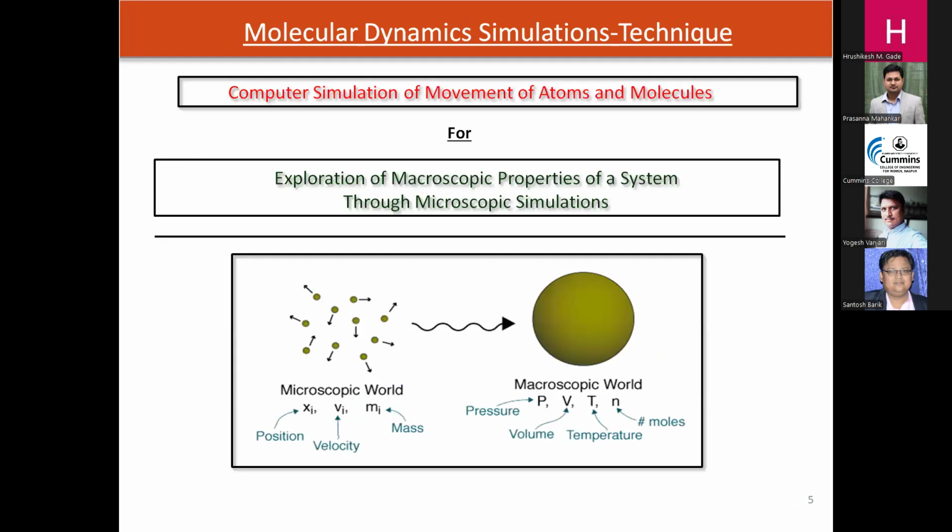So a simple definition of molecular dynamics simulation: computer simulation of movement of atoms and molecules. That's a very basic definition of molecular dynamics simulation.